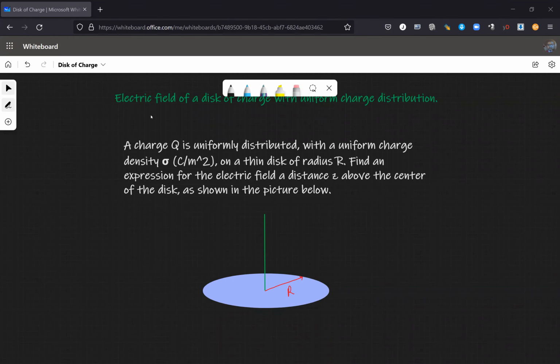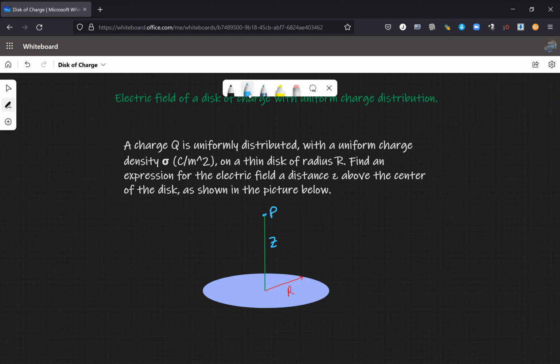Okay, so here we have an electrostatic problem I'd like to solve. We have a disk of radius r, and we put a charge q and distribute it uniformly on top of the disk, such that its surface charge density is sigma coulombs per meter squared. We would like to compute the electric field some distance z above the disk, at a point P up here.